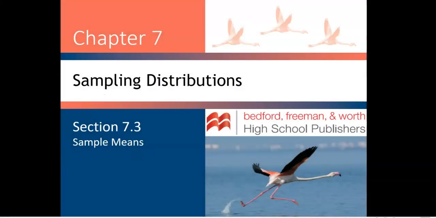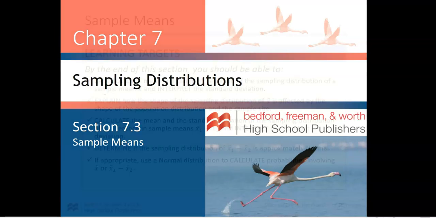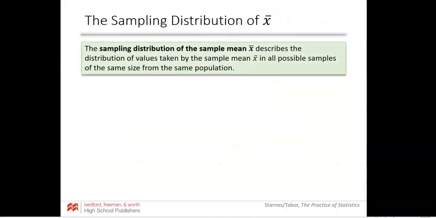Okay, so today we're talking about 7.3 sample means. This lays the foundation for a lot of second semester stuff here. So let's get into it. We call this title sampling distributions of X bar, or of the sample mean. X bar means we're talking about the sample.